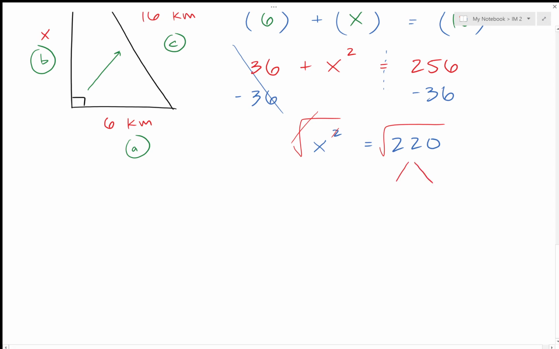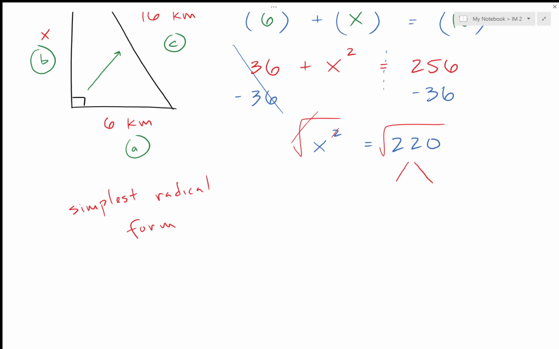We want to break this down into simplest radical form. So not a decimal, but in simplest radical form, depending on what the instructions say. So we want to break this down to the smallest numbers. We're going to factor tree this down. So for example, numbers that go into 220. You got a couple different options.